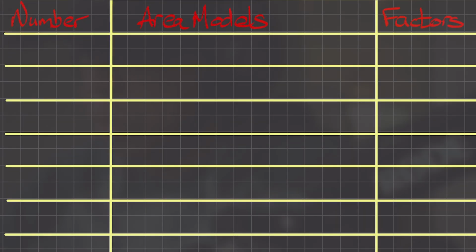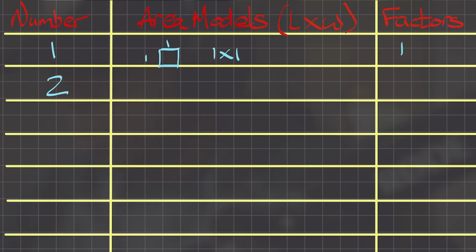So let's dive in. We've got a chart here with 3 columns: numbers, area models, and factors. Area makes me think of squares. I'm going to multiply the length by the width to figure out how many squares there are. In the number 1, we only have a 1 by 1 area model. That means its only factor is 1. It is not a prime number.